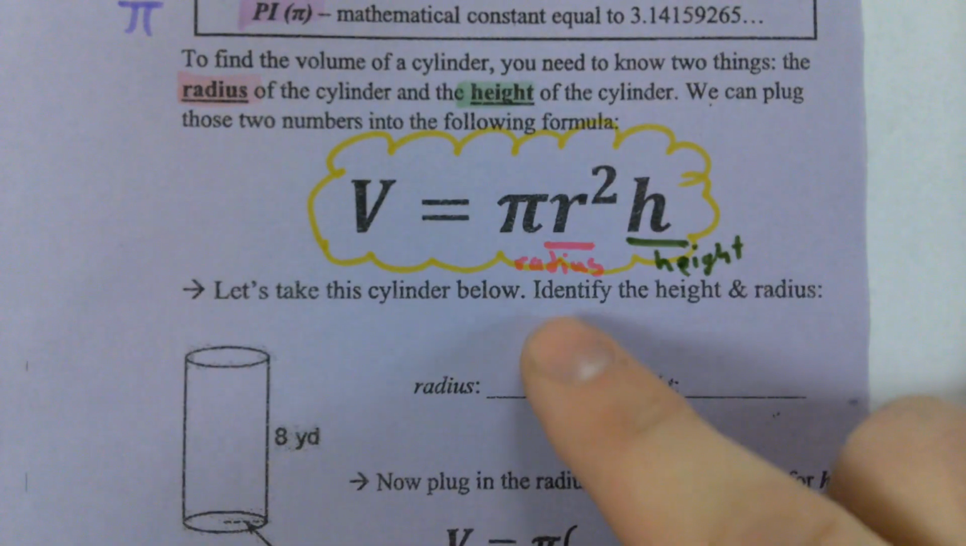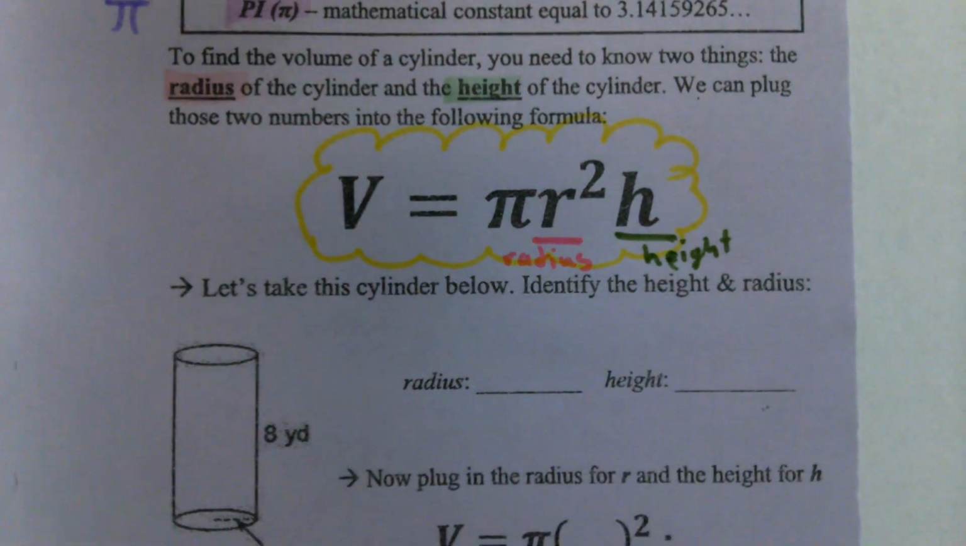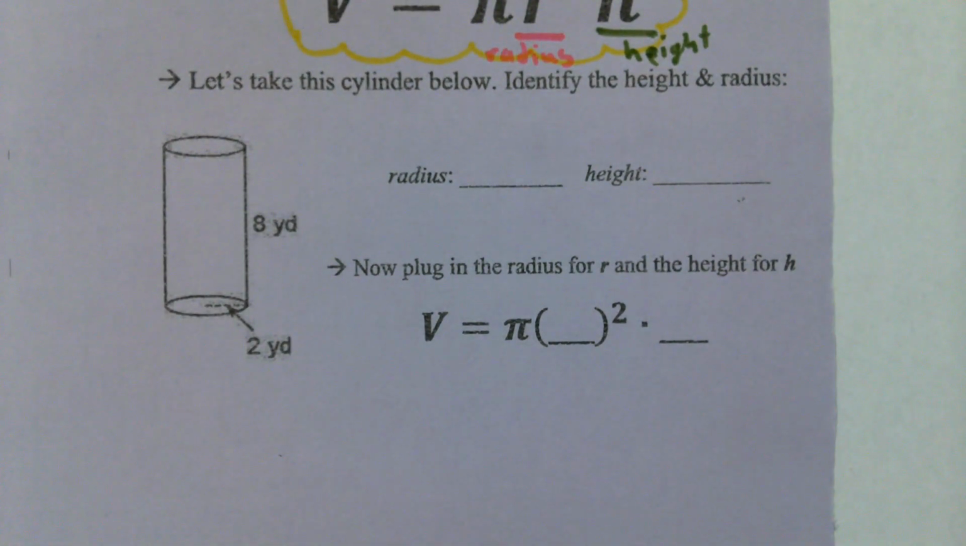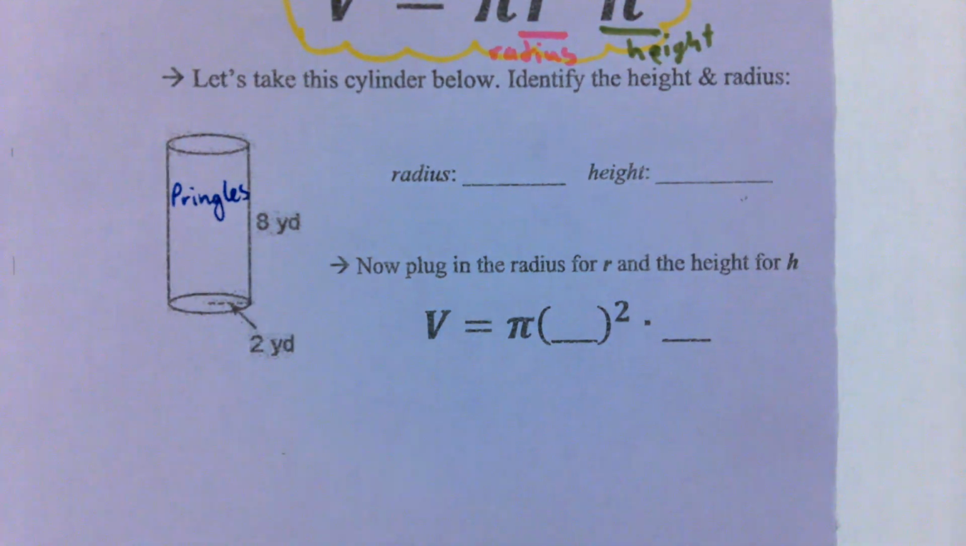So, we only need to know two things, the radius and the height. Let's take a look at this cylinder down here. Here's a cylinder, right? It kind of looks like a Pringles can. That's one way we can think about cylinders. Okay, it's got the little guy with the mustache on it.